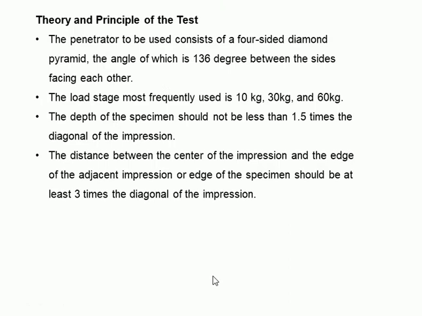The theory and principle of the test. The penetrator to be used consists of a four-sided diamond pyramid, the angle of which is 136 degrees between the sides facing each other. The load stage most frequently used is 10 kg, 30 kg and 60 kg.